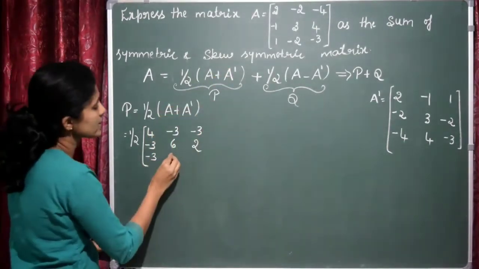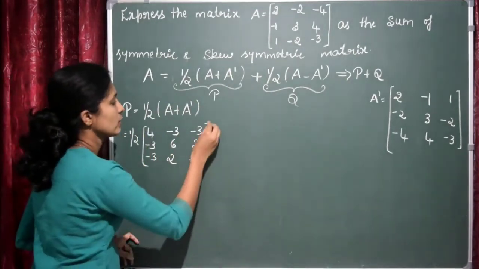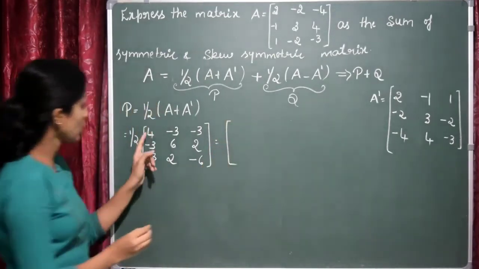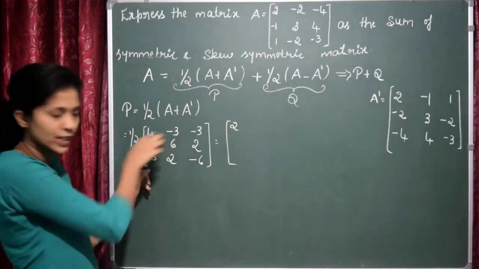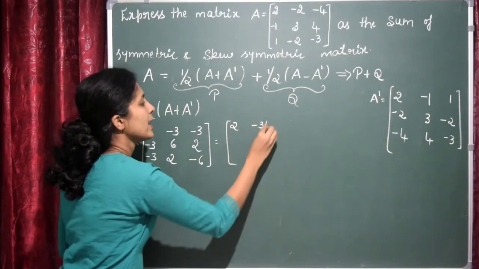Minus 2 plus 4 is 2. Then minus 3 will be minus 6. So we got A plus A dash. Now we'll multiply by the constant half. So this is now 4 by 2, so this will be now 2, right? You have to multiply each and every element by 1 by 2. So this will be now minus 3 by 2.